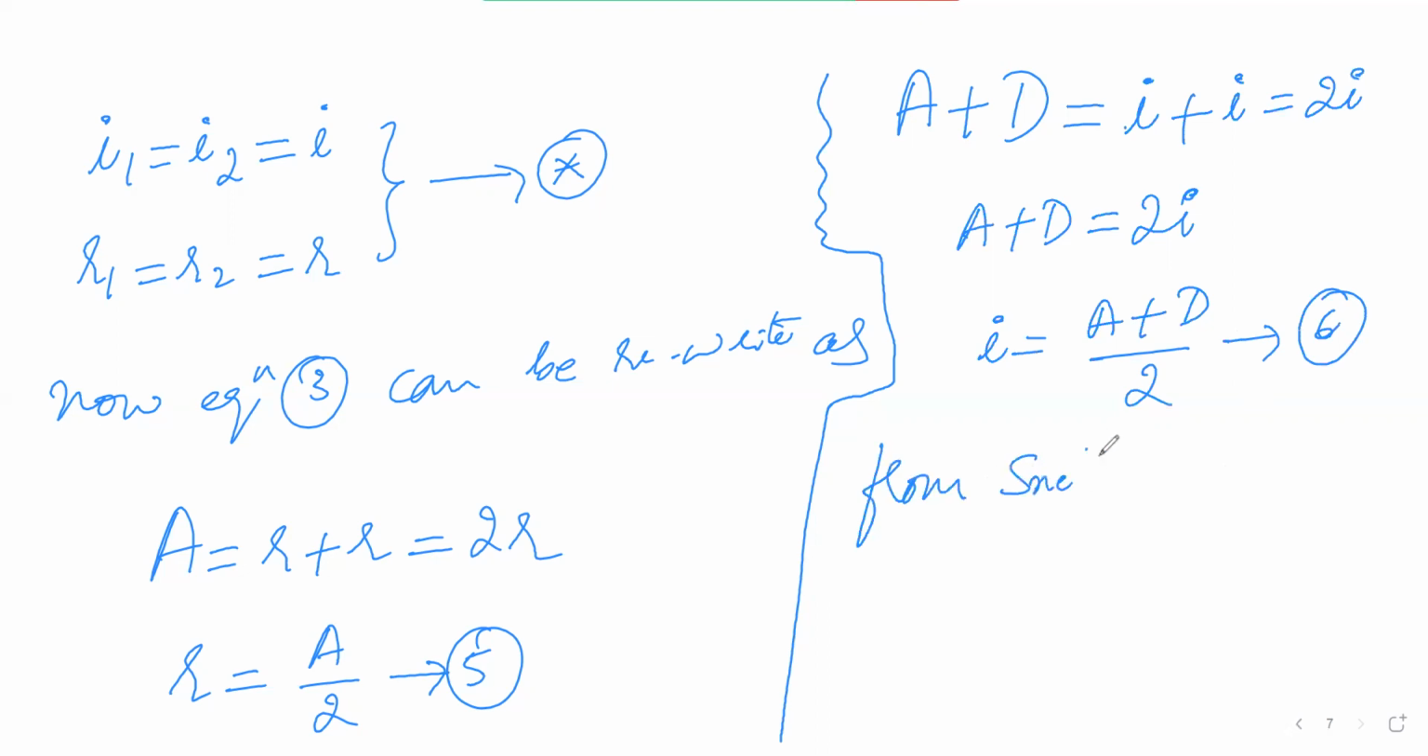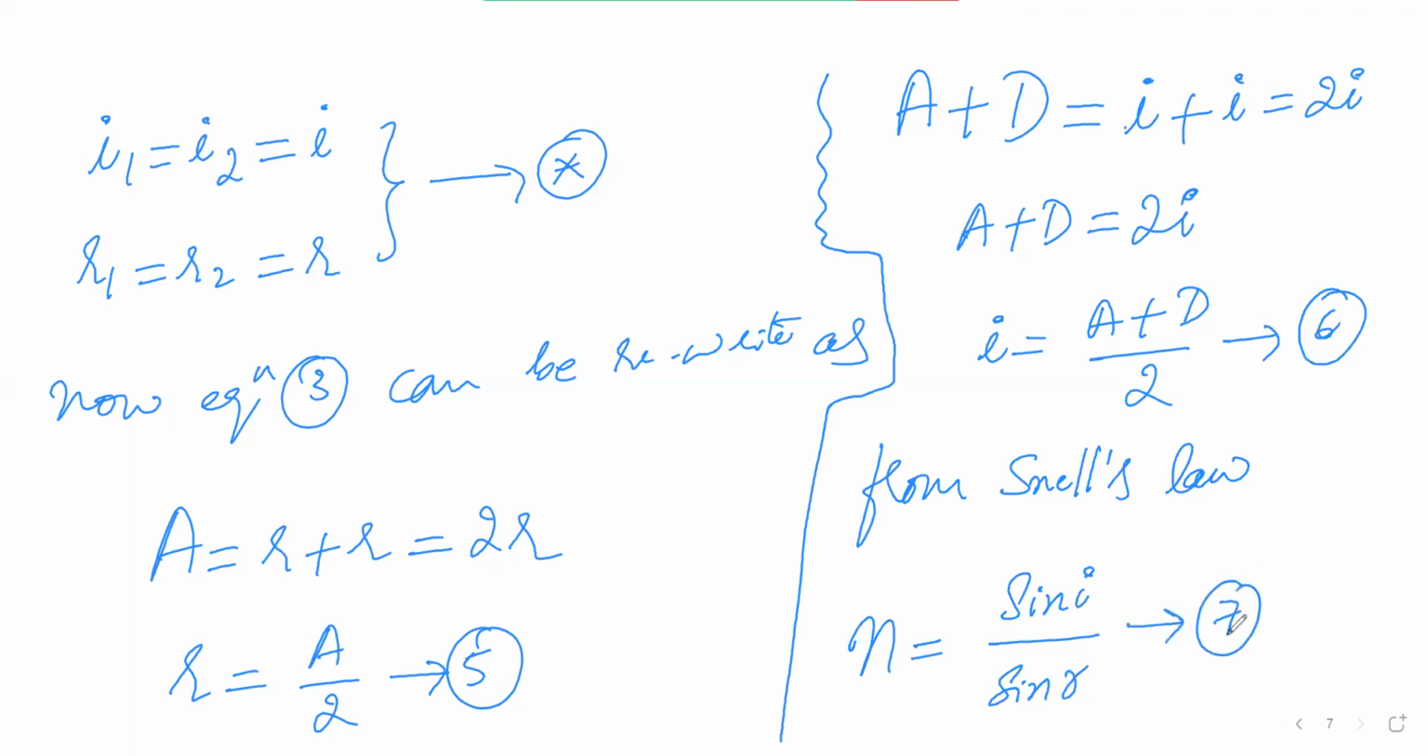From Snell's law, we can write it as, for refractive index, n equals sin i by sin r. Call it the seventh equation. This is the expression we got from the second law of refraction. That is nothing but Snell's law, right? So shall I go to the next slide?